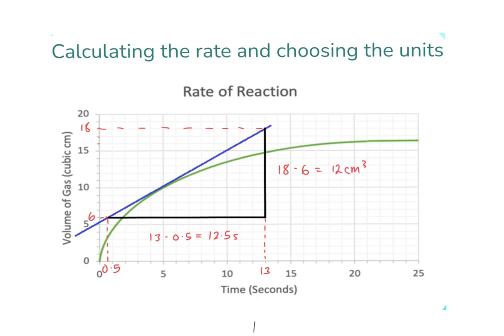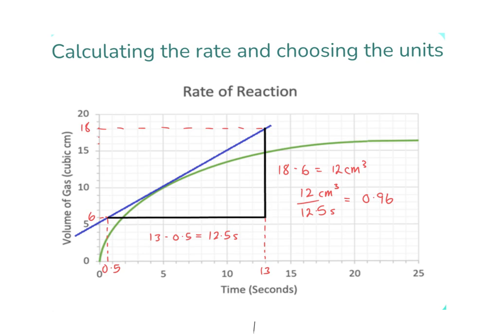And the next stage is to do rise divided by run. So the rise is 12, so the vertical distance is 12, the run is 12.5. Now it's really useful in this sum to include the units, and I'll show you why in a second. So that was 12 centimeters cubed and that was seconds. Now when we do that sum on our calculator, we get an answer of 0.96.